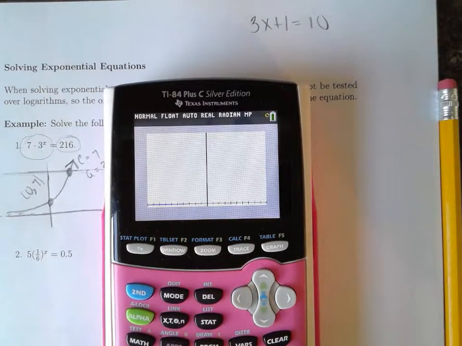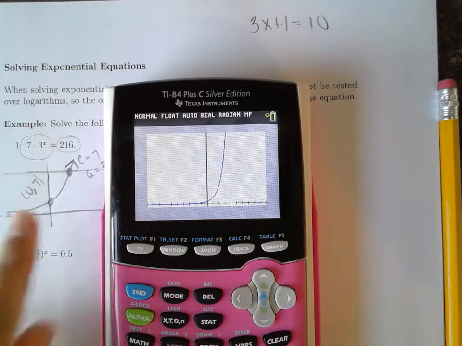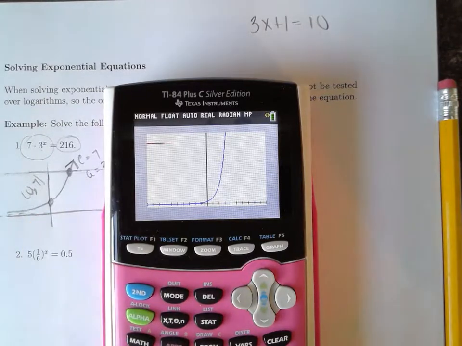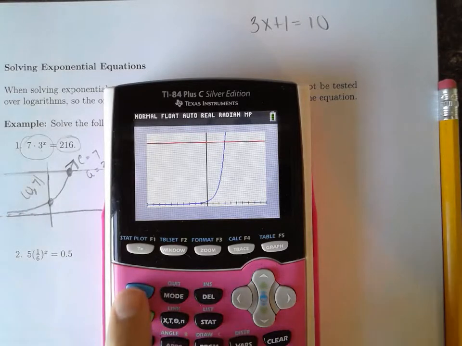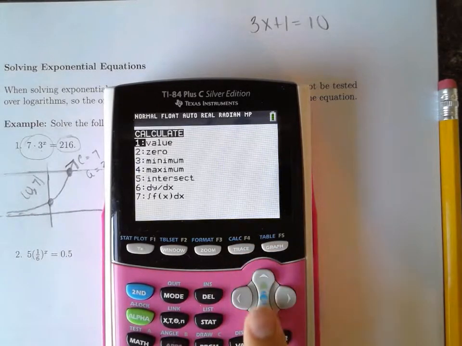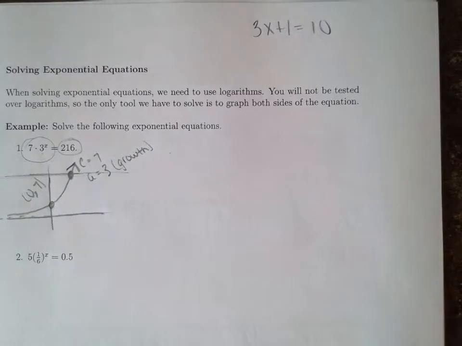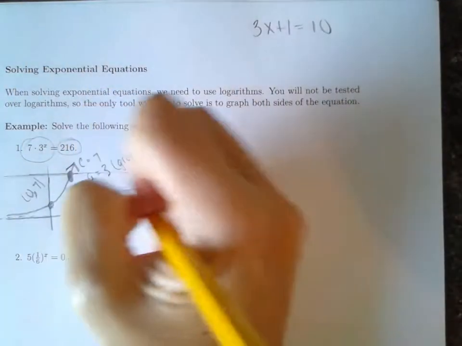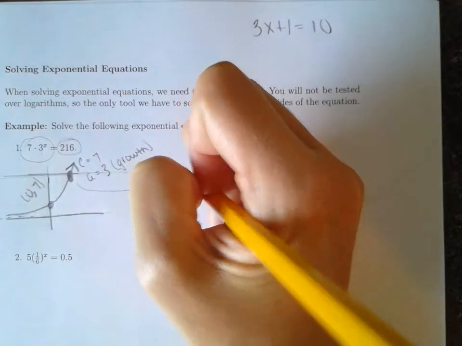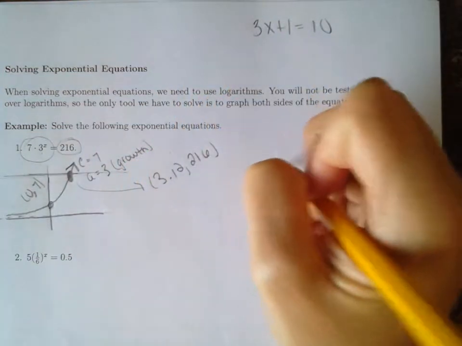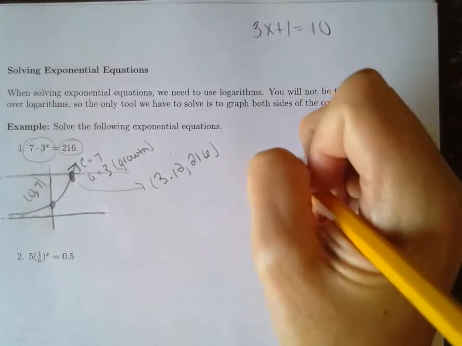So here's the formula on the left, 7 times 3 to the x, which is exactly what we thought it would look like. And then here's 216. We just need to find the intersection point. So that would be second trace, calculate, down to intersect. First curve, second curve, and then guess that point. It gives us x is about 3.12. So the point was 3.12, 216. The solution would be approximately 3.12.